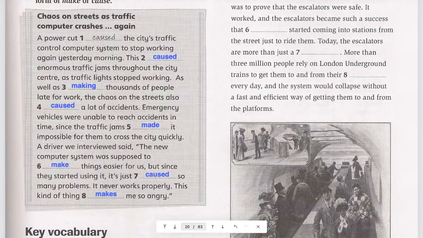Okay, now you can write was supposed to plus do something. Was supposed to do something. So when you write do here, that means the base form of the verb.